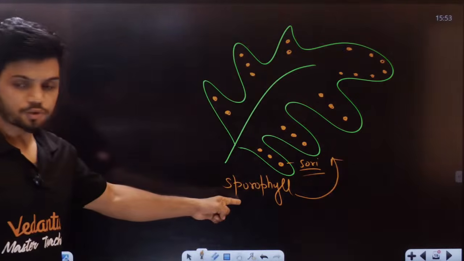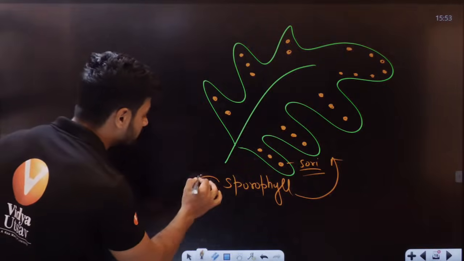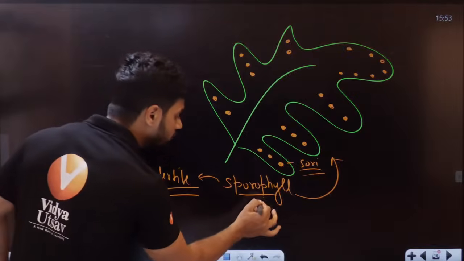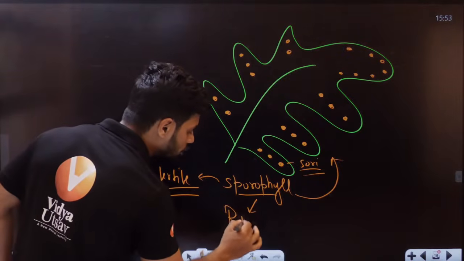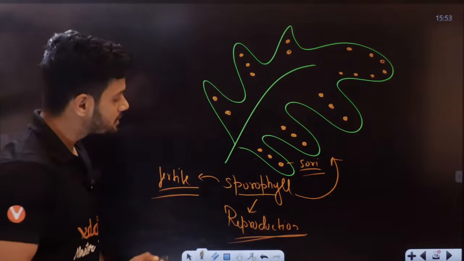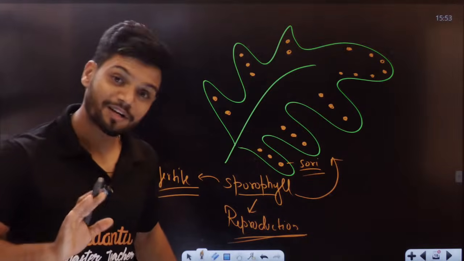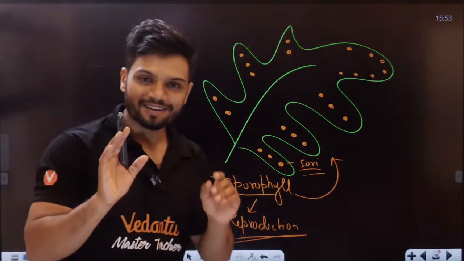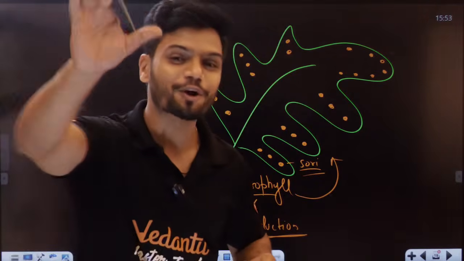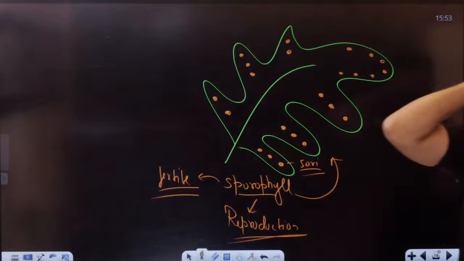So what is sporophyll, students? Sporophyll is a fertile leaf. Because this leaf can take part in reproduction. Because these sori will take part in reproduction. Okay. So leaves in pteridophytes help in reproduction also. Crazy concept no students, crazy concept no.